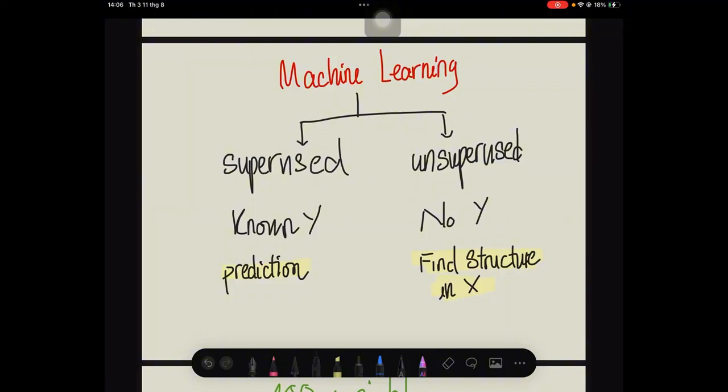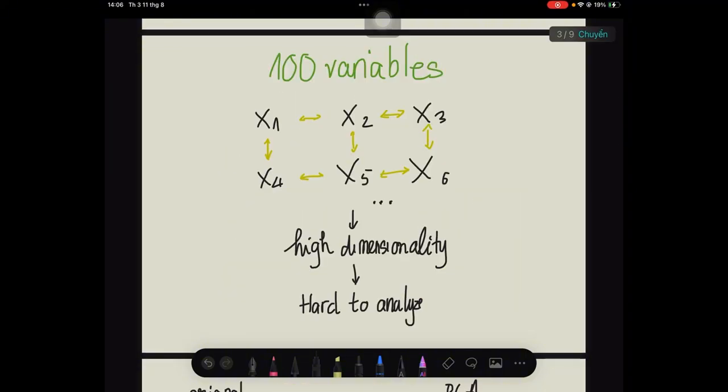Unsupervised learning is different. There is no predefined target variable. Instead, we are asking what structure exists inside this data. We might want to identify groups, patterns, or underlying dimensions, and PCA is one of the most important tools for doing exactly that. So let's start with the problem PCA is designed to solve.